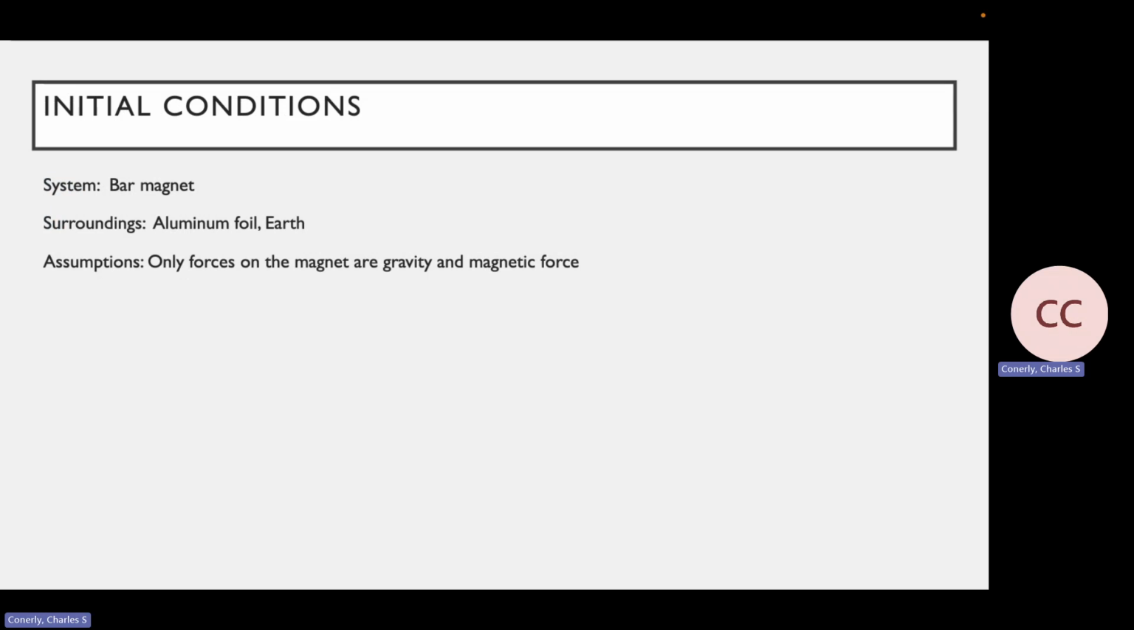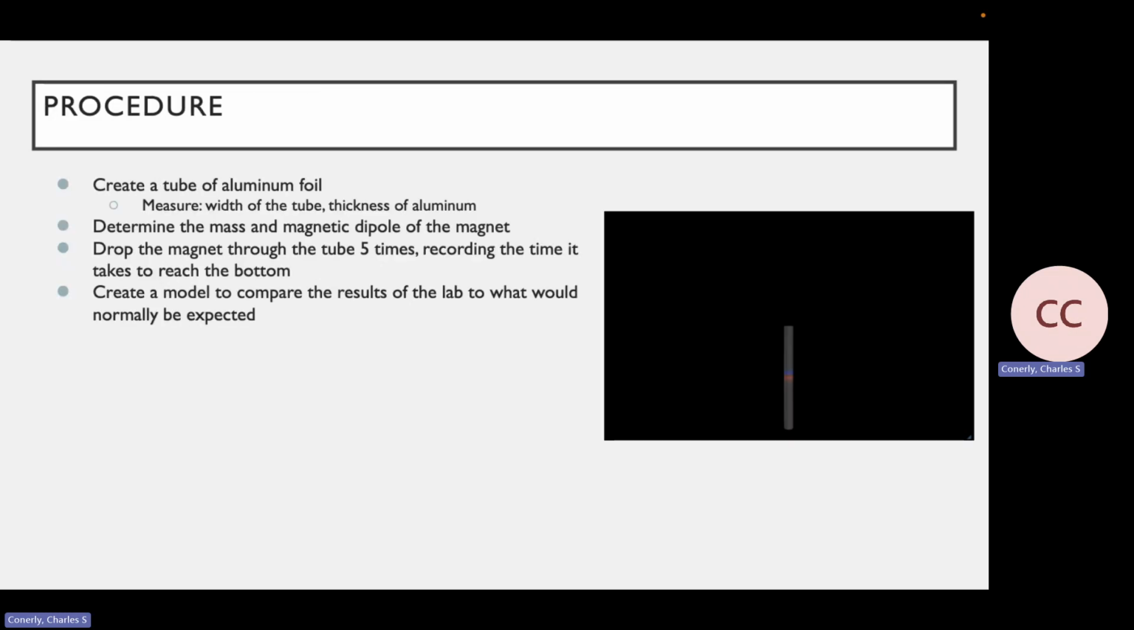So some initial conditions. Our system is going to be a bar magnet that we're going to observe surrounded by aluminum foil. It'll also experience forces from the Earth, mainly gravity. And our assumptions here are going to be that the only forces on the magnet are gravity and the magnetic force of the aluminum tube.